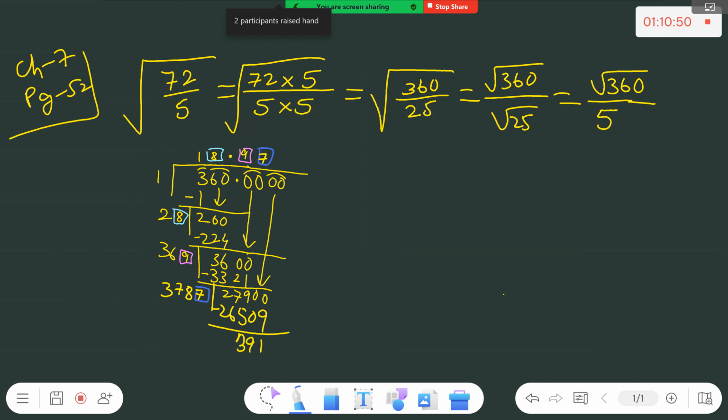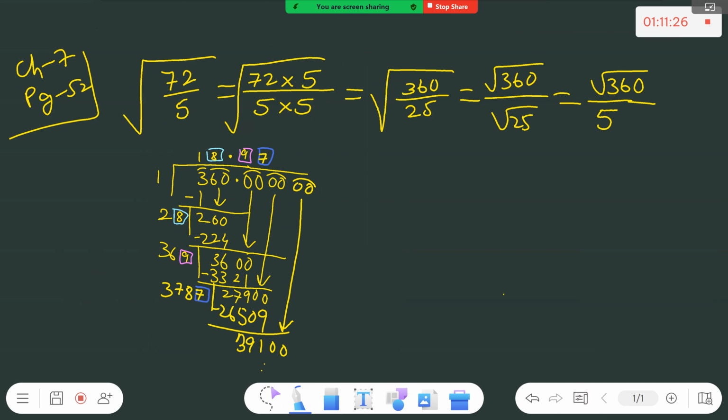So then it will keep on continuing, isn't it? Then again you have to bring down a 0, it will keep on continuing. You can leave it here or you can find up to 3 decimal places. You can leave it here or you can keep it up to 3 decimal places. Okay? It will keep on going. And here you will find this will not be recurring. It will keep on going.